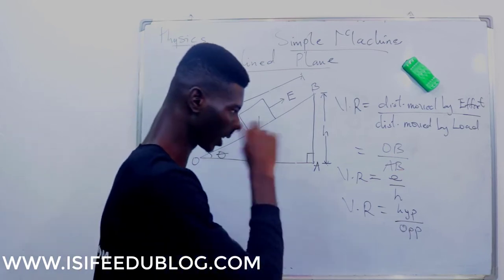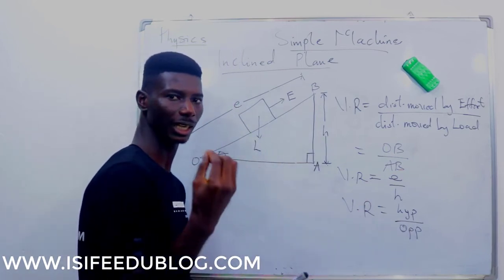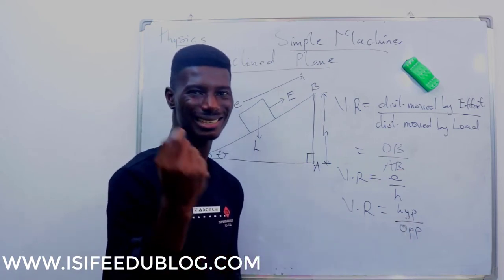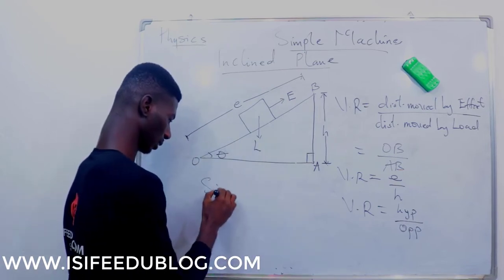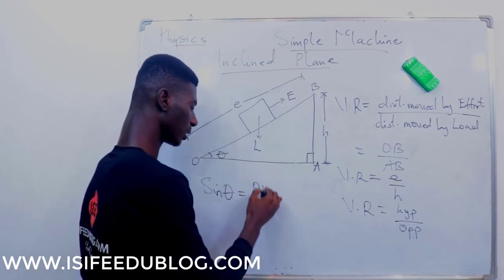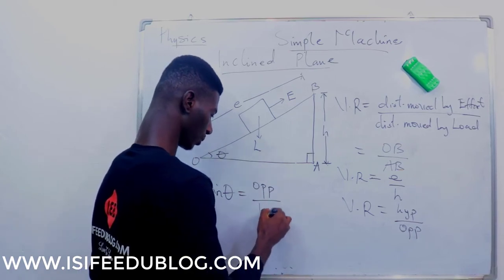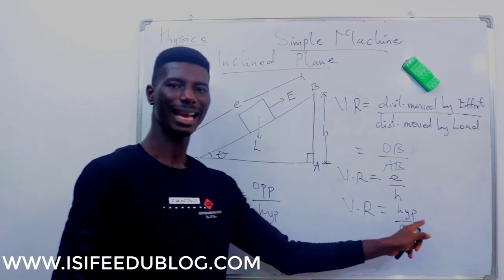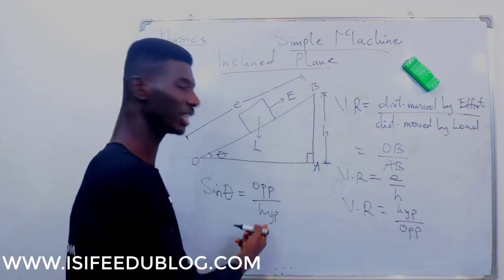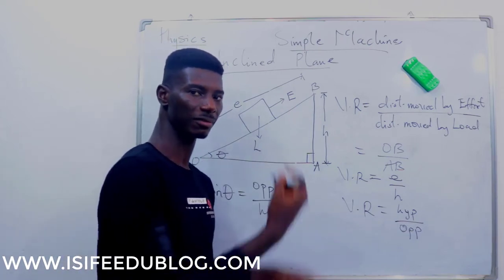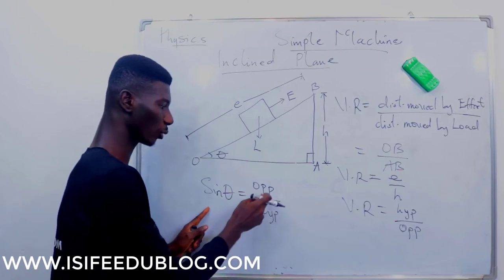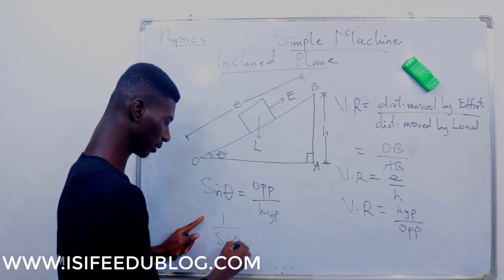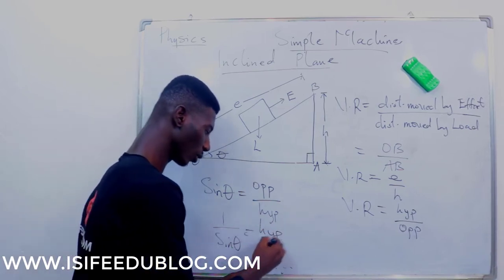In SOHCAHTOA, the trigonometric ratio that has opposite and hypotenuse is sine. Sine theta is opposite over hypotenuse. Therefore, if I want to get hypotenuse over opposite, what do I need to do? I need to take the reciprocal by inverting. Therefore, if sine theta is equal to opposite over hypotenuse, that means 1 over sine theta will now be what? Hypotenuse over opposite.